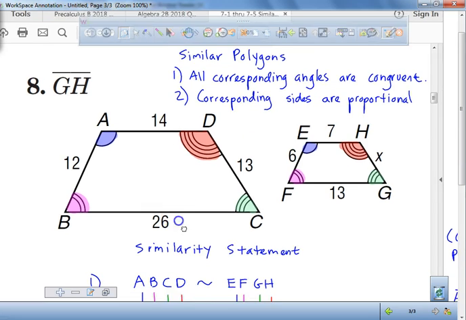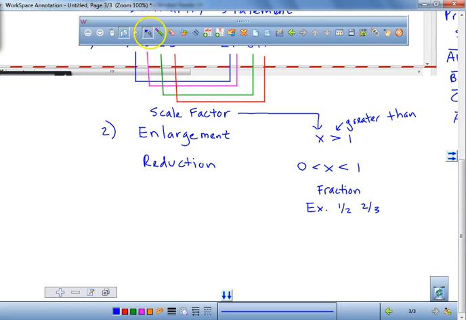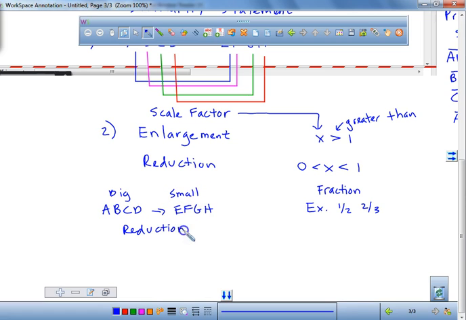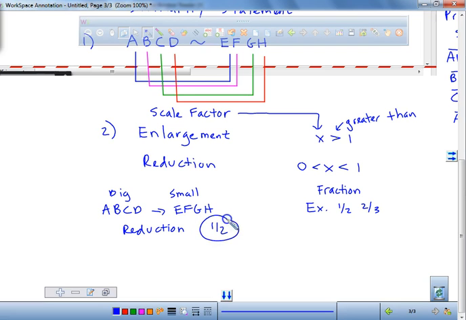So here's what I want you guys to understand. If we're going from A, B, C, D, and you're going to E, F, G, H, that's considered a reduction. So our scale factor for this problem, if you're going from big to small, that would be a reduction, and what would your scale factor be? It would be a half.